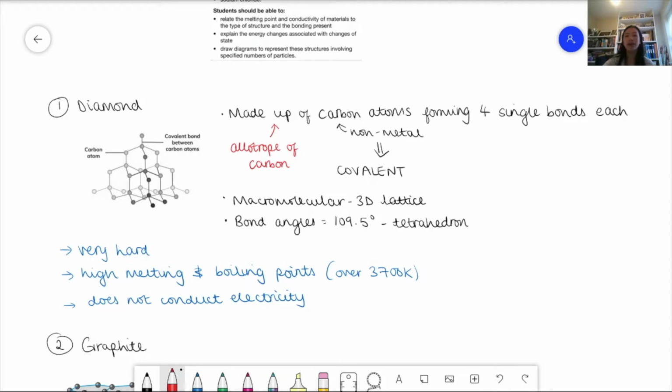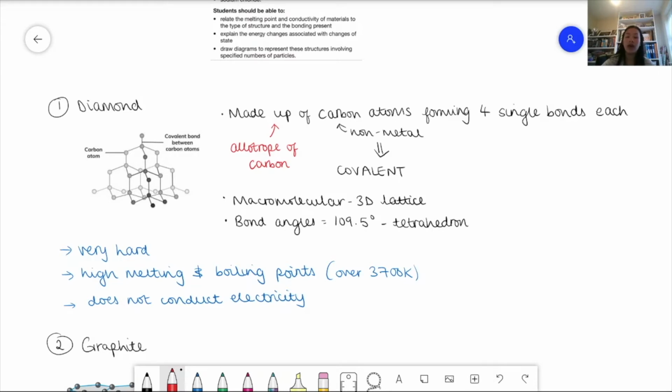We're going to learn about bond angles a bit later, but the bond angle is 109.5 degrees between the atoms. So it kind of forms a tetrahedron in the corners. So some of the physical properties are that it's very hard, it's got high melting and boiling points, and it does not conduct electricity. So it's very hard because the covalent bonds are really strong, so it's hard to overcome.